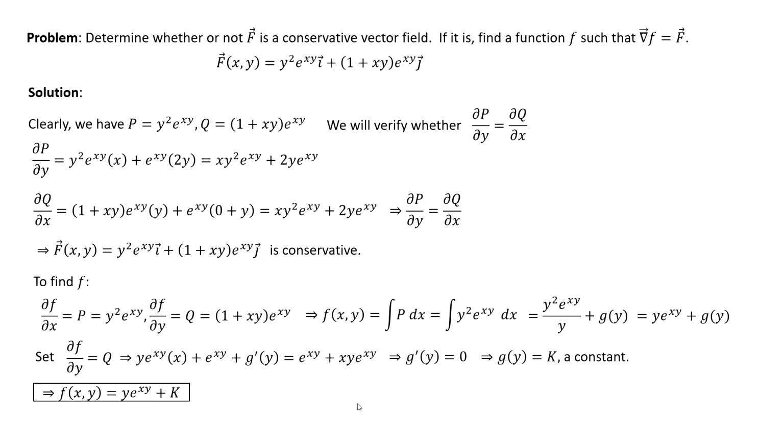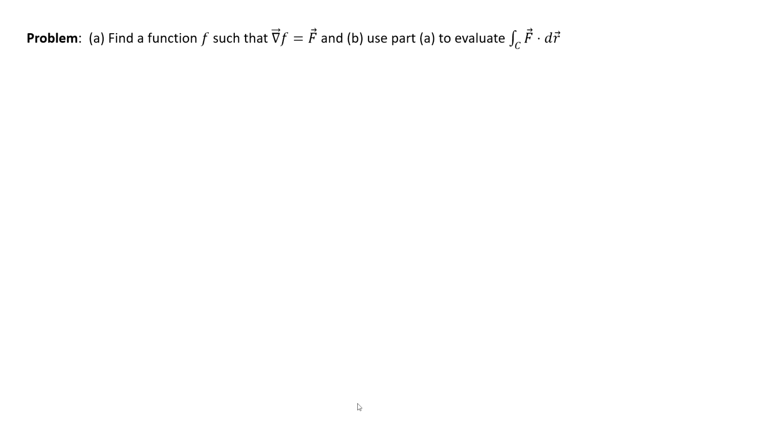Cool. All right, I hope this made sense. Let's do a few more. A: Find a function f such that del f equals F. And B is: use part A to evaluate this integral. Cool. So they've given us this, and they have given a C also.